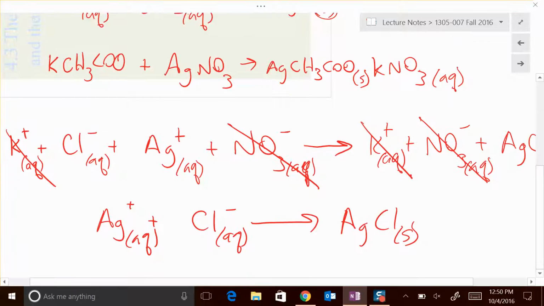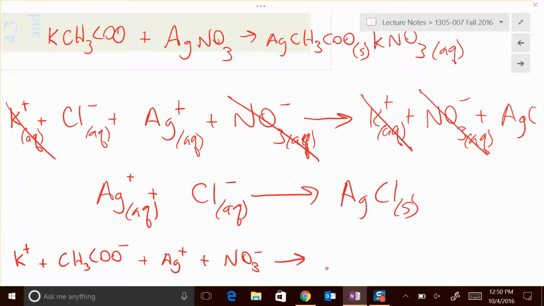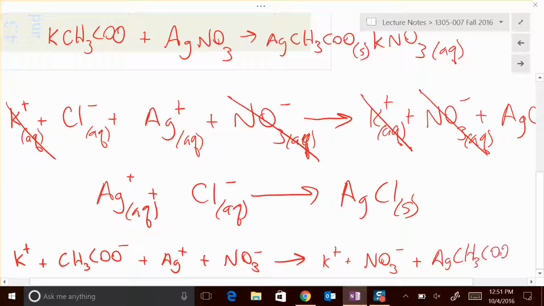All right, so now let's look at the net ionic equation. What is the ionic equation for potassium acetate plus silver nitrate? Well, we have K plus, CH3COO minus, plus silver plus, NO3 minus. That's my ionic equation. What are the products of that reaction? Well, we have K plus, NO3 minus, plus silver acetate. Solid. These are aqueous.